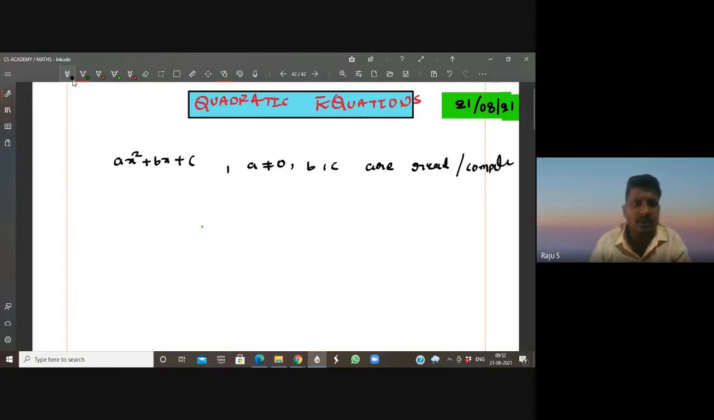Every quadratic is a second degree polynomial. You know the polynomial ax power n plus bx power n minus 1 plus cx power n minus 2 and so on; when the degree is equal to 2, it is called quadratic. If degree is 1, linear expression. Degree 3, cubic expression. Degree 4 and more than 2 belong to the theory of equations.